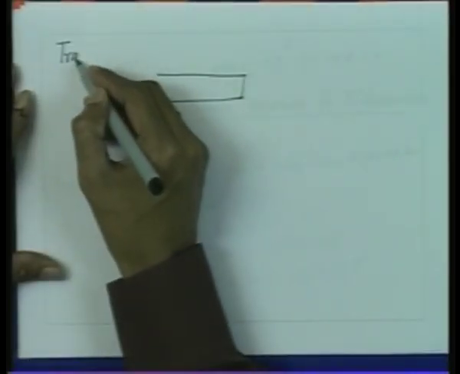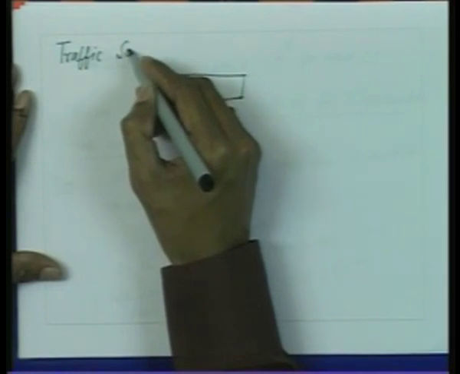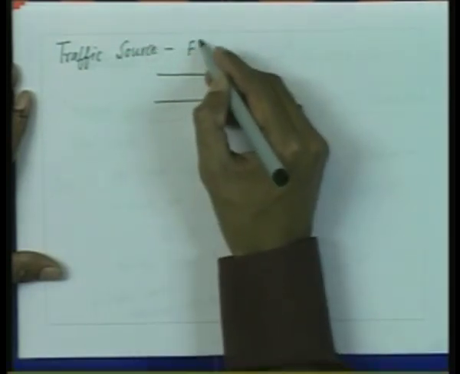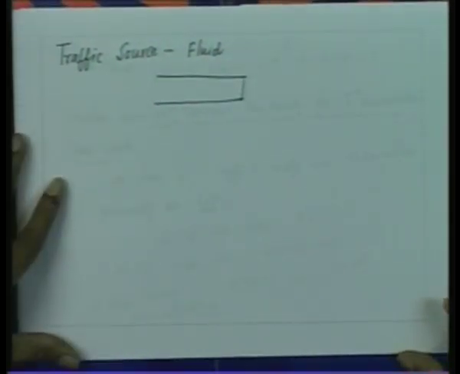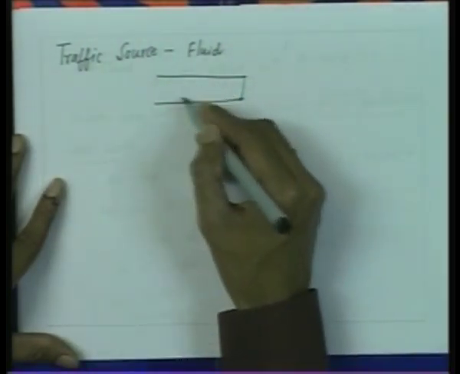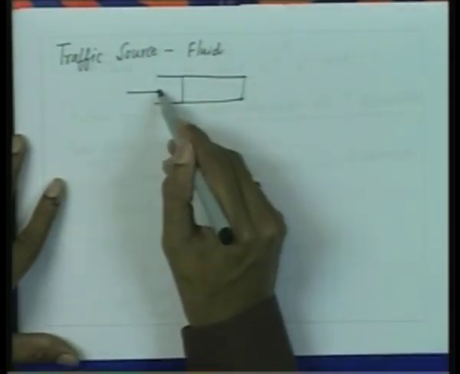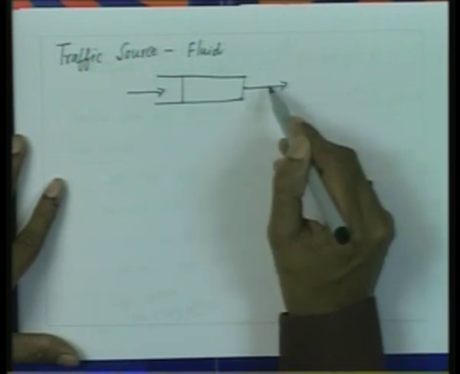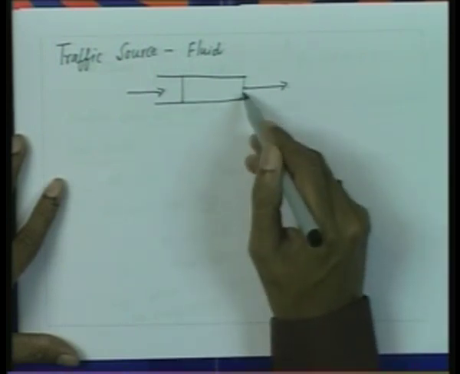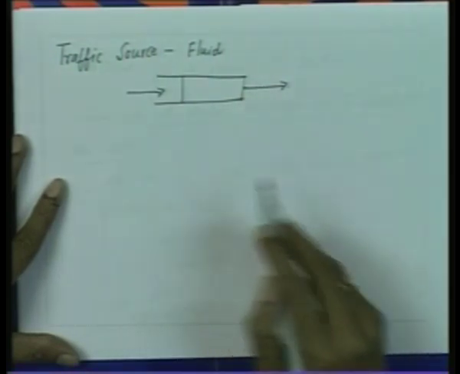So let us consider a model where we are considering the traffic source to be a fluid traffic source. Now this is clearly an approximation for the packetized traffic source, and this fluid is transmitting into this buffer, which is equipped again with a transmitter, which is transmitting maybe at C cells per unit of time, and so on.